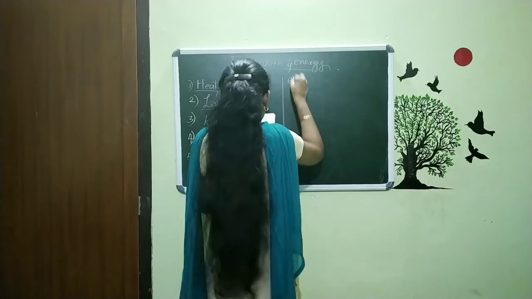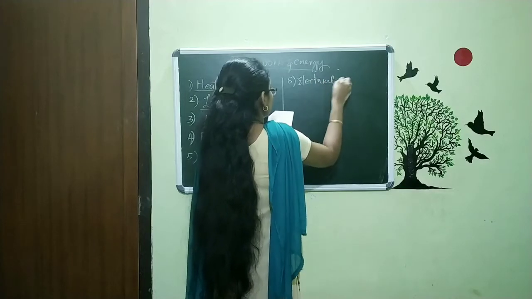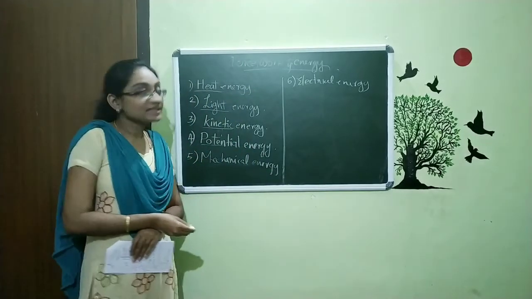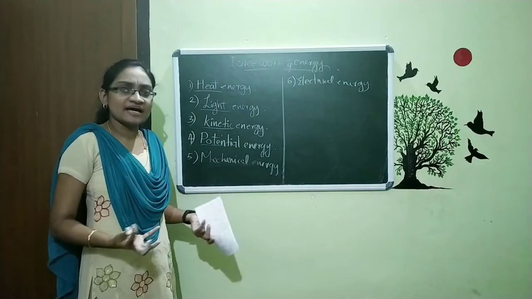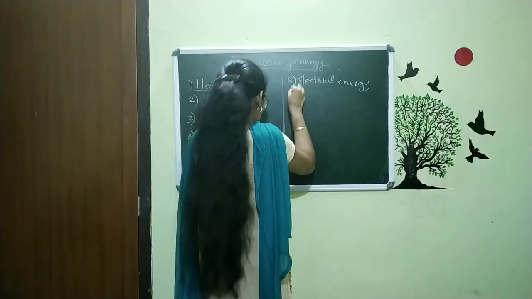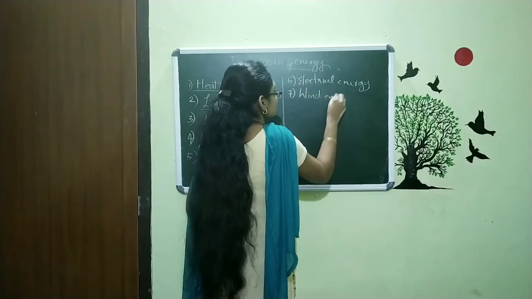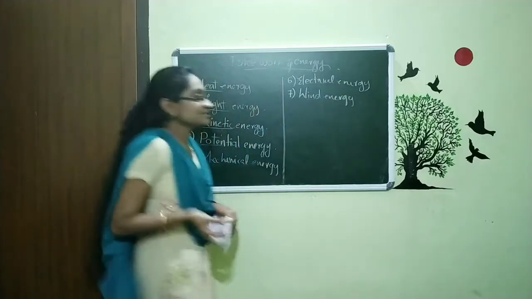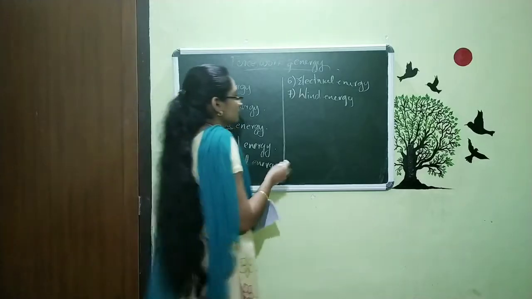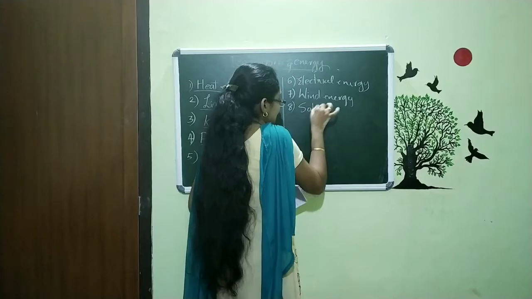Now the sixth one is electrical energy. Electrical energy is the energy that we get from electric current. The next, the seventh one, is wind energy. Wind energy is the energy that we gain from wind. Now the eighth one is solar energy.